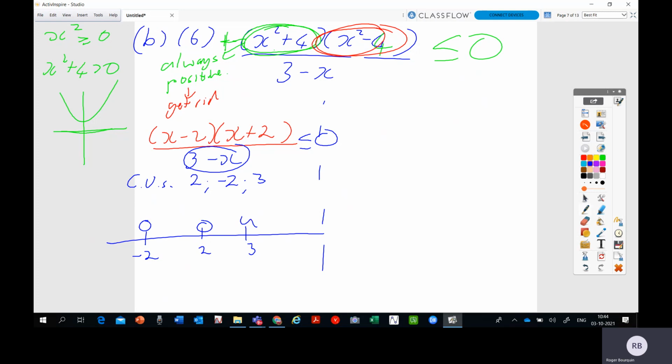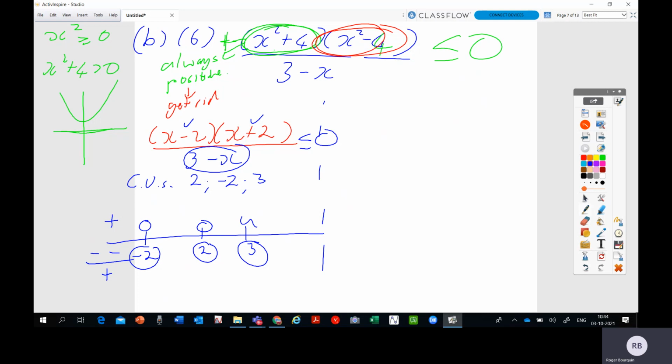If I choose a number, now you need to be careful. Pick a number to the left of negative 2 and sub it in, like negative 20. Negative 20 minus 2 will be minus 22. Negative 20 plus 2 will also be a minus. But 3 minus minus 20 will become a plus. So you're going to get a minus, minus, plus, which makes a positive overall.